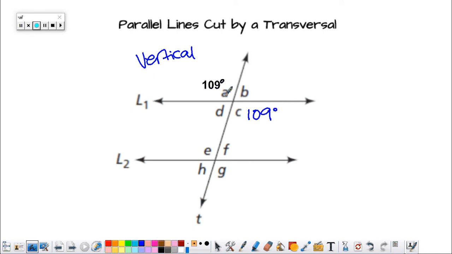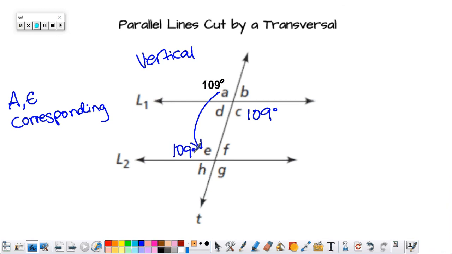Now there's tons of other things I can do. I can see that A and E are corresponding angles, because if I had my patty paper, or if I can just visualize it in my mind, then I can take A and scoot it all the way down for E, and that makes A become E. Now, E is 109 degrees. I can do the same thing for C. I can scoot C down to G, and that makes C and G corresponding angles. So G is 109 degrees also.